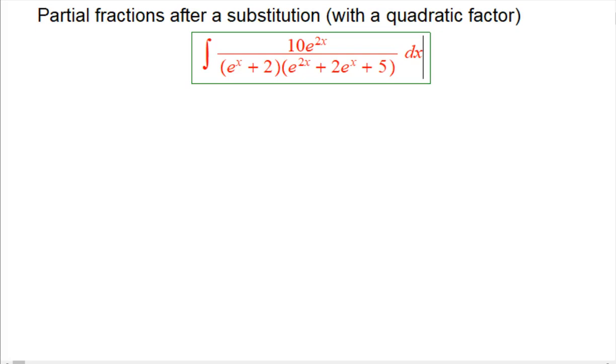Here we'll do a problem where we first need to do a substitution. I made it pretty simple in this case. And then we're going to do partial fractions, and it's going to be one twist that we didn't see in some of the previous examples.